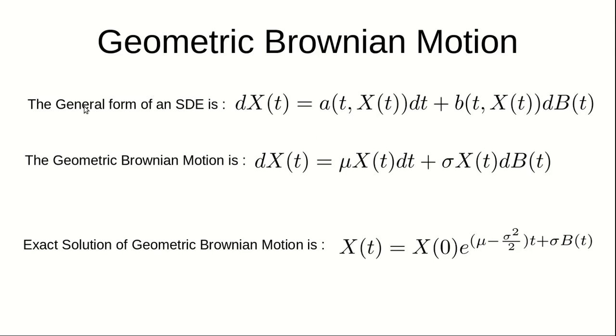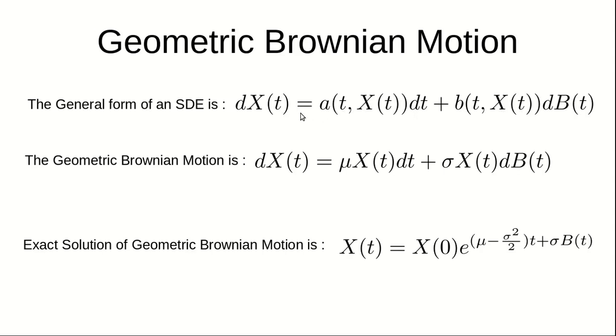Before that, let me revise that first. The general form of a stochastic differential equation, written in differential form, is d of x of t equal to a of t comma x of t dt plus b of t comma x of t dB_t. dB_t is the white Gaussian noise that I just described in my video.